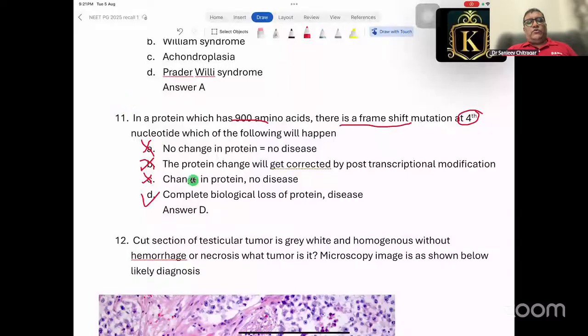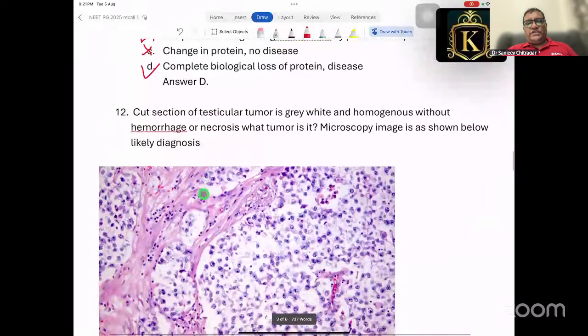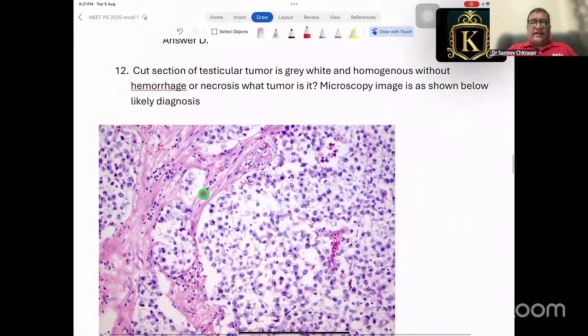Next, question 12. Cut section of a testicular tumor is gray white, homogeneous. They had given that there is no hemorrhage or necrosis, and microscopy is as given below. What is the likely diagnosis? So they had given a microscopy as well.